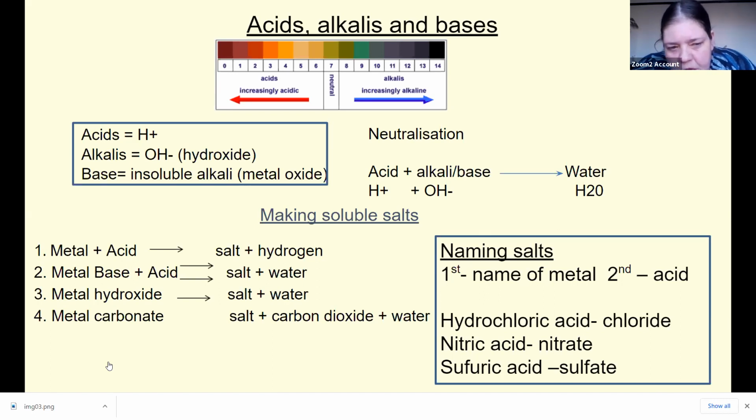And then this one, the last one, is the one which has an extra bit, but I always remember by looking at what I start with. So you've got a metal carbonate and you get your salt and your water, but because of that carbon, you get carbon dioxide. Okay, and again, I've put the naming salts rule on there. So you put the name of the metal first and then the name of the acid afterwards. So chloride, nitrate, sulfate. I am aware this is a lot of information on this slide, but this is the summary slide. I am going to talk through these reactions a little bit more.